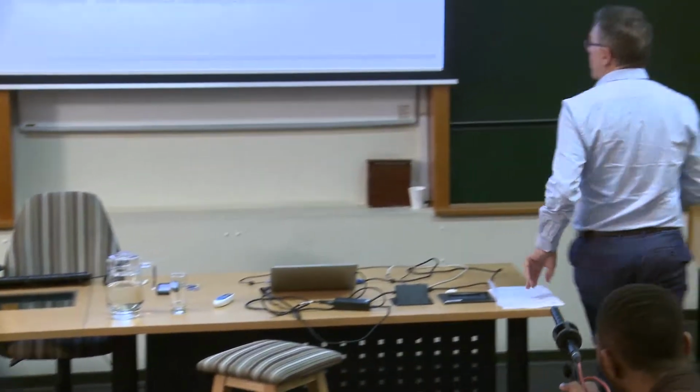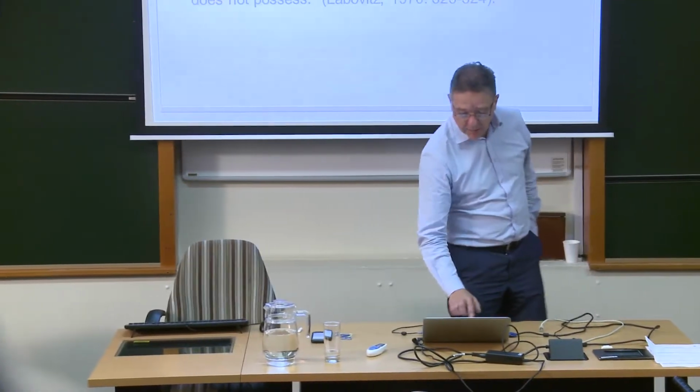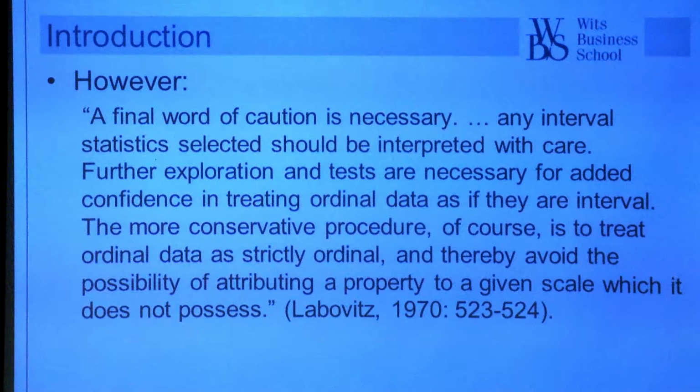Now, it's a bit of a digression, but there was an article published by Leibovitz in 1970 where he spoke about being able to assign numeric values to what are effectively just ordinal data. And people have quoted Leibovitz over the years as justification for assuming that you can assign these numeric values. But the interesting thing is that in his paper, Leibovitz made this statement: although his findings were that you can probably do it quite reliably, the more conservative procedure is to treat ordinal data as strictly ordinal and not numeric, and thereby avoid the possibility of attributing a numeric property to a verbal scale. And people have tended to ignore that.